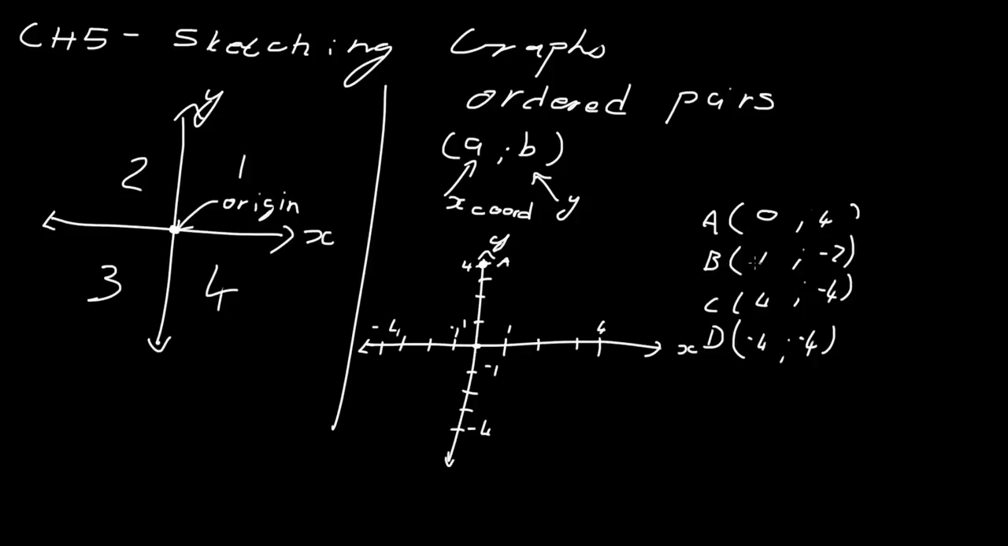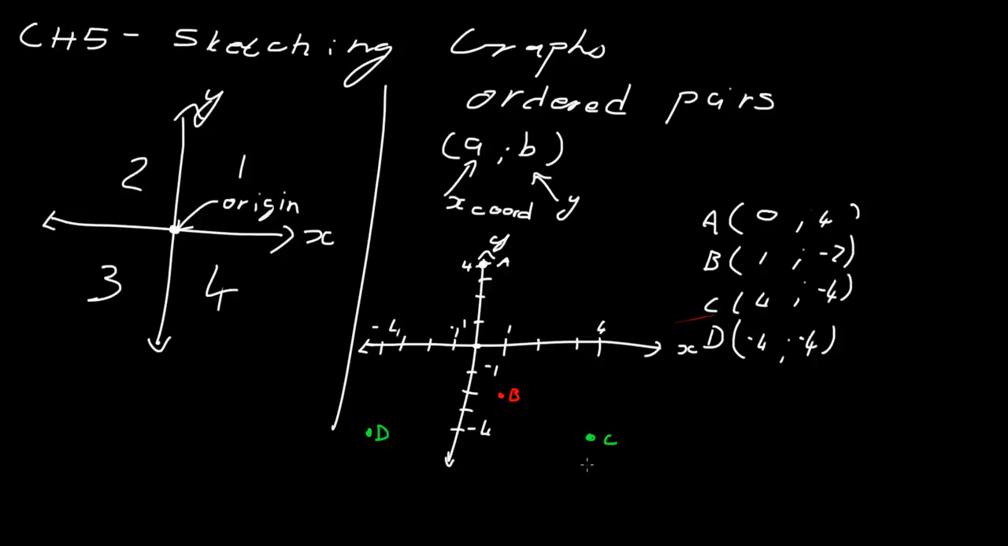Point B, 1 and negative 2. So go to 1 on the x-axis, negative 2 on the y-axis. That's point B. Point C, 4 on the x-axis, negative 4 on the y-axis. So that sits over there. That's point C. Point D, negative 4 on the x-axis, negative 4 on the y-axis. So go to the x-axis, minus 4, y-axis, minus 4, and that is point D over there.